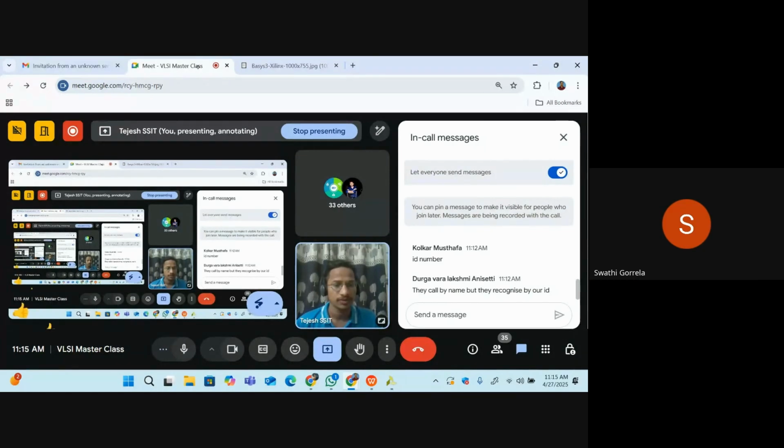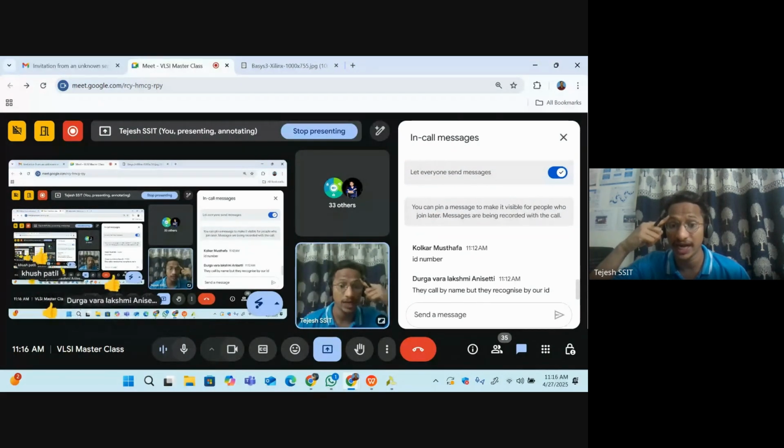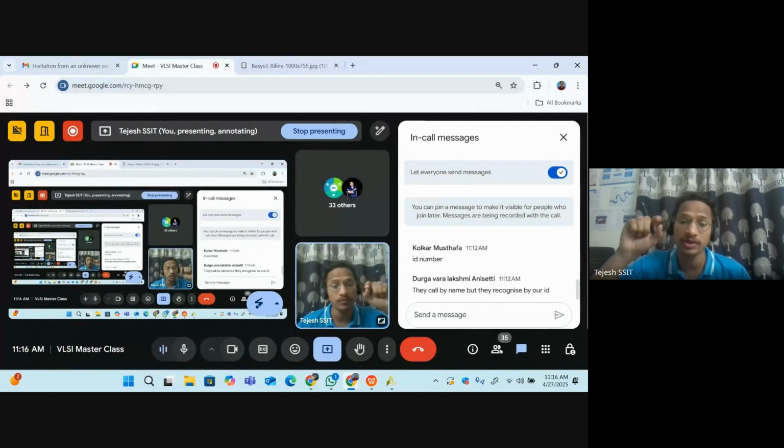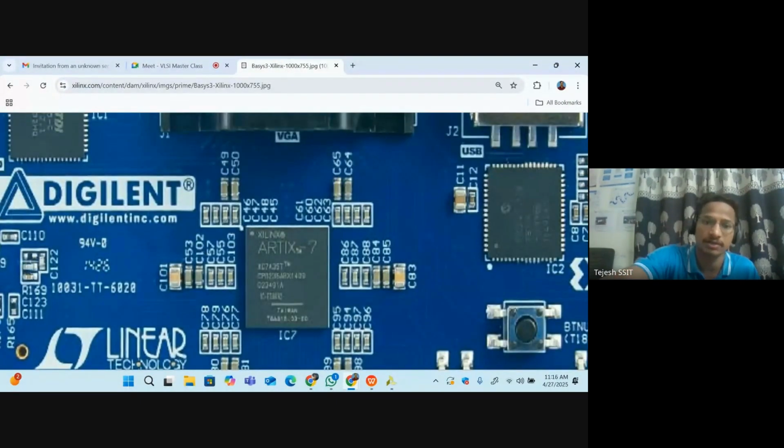Yes, sir. Yeah. Durga Varalakshmi, did you understand? Because in our Vivado software we can give only the ID number, the part number. We do not call it with the name in Vivado software. We can call it with the part number only. Internally they have many blocks. I can explain the many blocks.